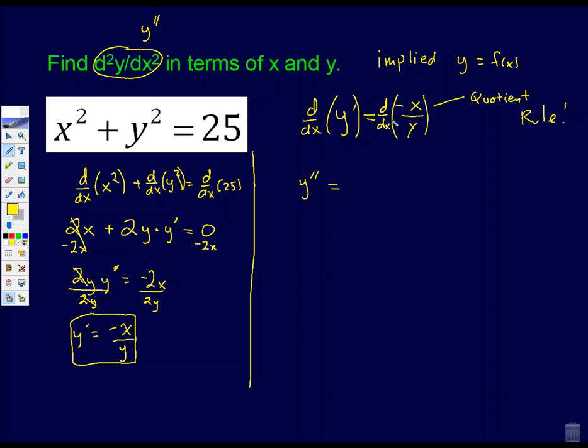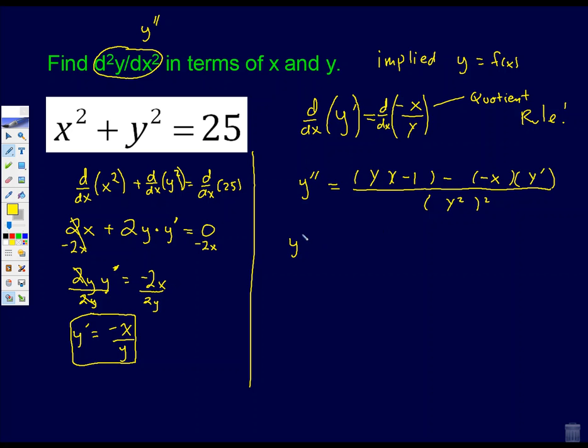On the right, we're going to be applying the quotient rule. So the high is the negative of x, the low is y. Keep in mind the chain rule anytime we see y, though. So I'm going to make my template for low d high minus high d low, all over the square of what's below. I've got low d high, which is y times the derivative of negative 1x, which will be negative 1, minus high d low, so negative x, times the derivative of y, which is y prime. It's all over y squared.